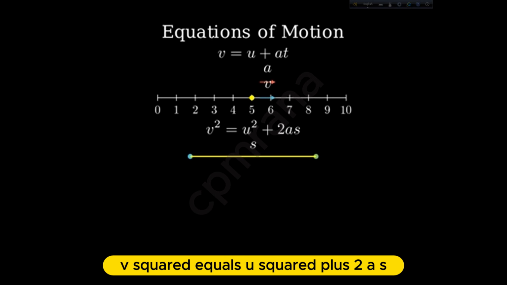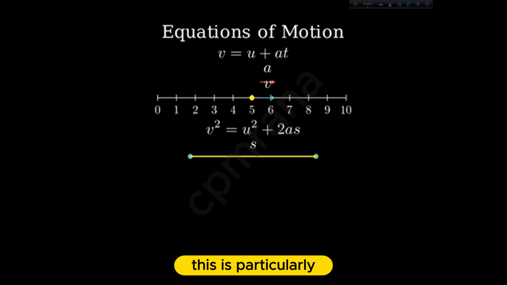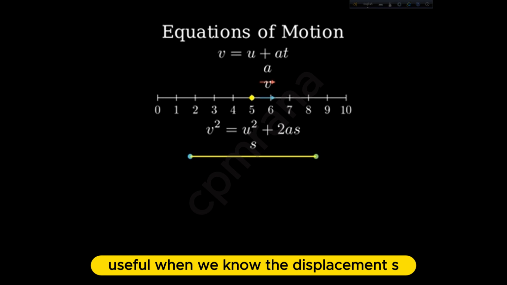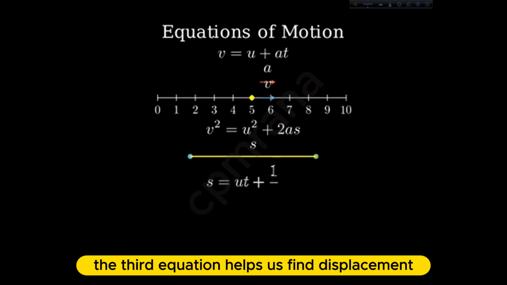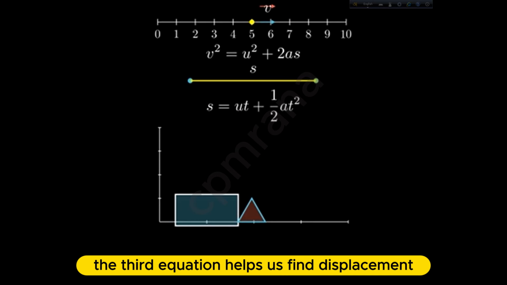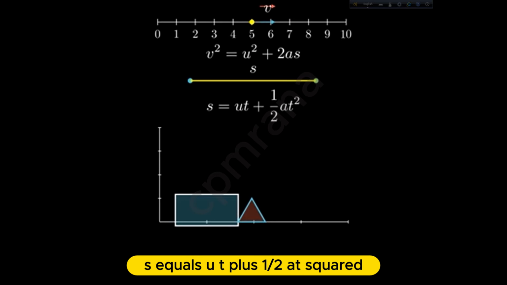The second equation gives us a relationship between velocities without needing time. v squared equals u squared plus 2as. This is particularly useful when we know the displacement s but don't know the time taken. The third equation helps us find displacement. s equals ut plus 1/2 at squared.